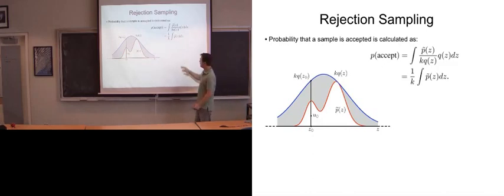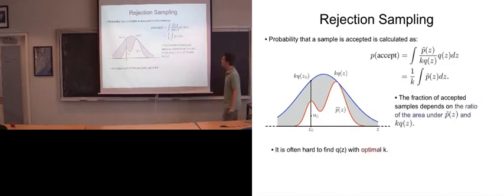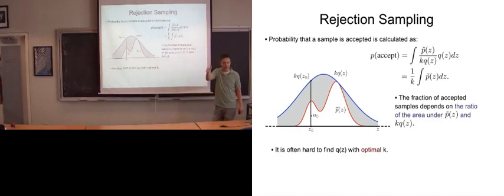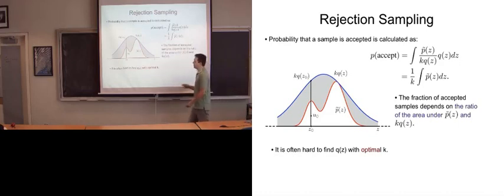If you compute this quantity, this is just going to be that expression here. So the fraction of accepted samples depends on the ratio of the area under P tilde and the area under the Q distribution, under the blue curve. Everybody sees that? But it's often very hard to find a Q distribution with optimal K. That's one of the biggest problems with rejection sampling.